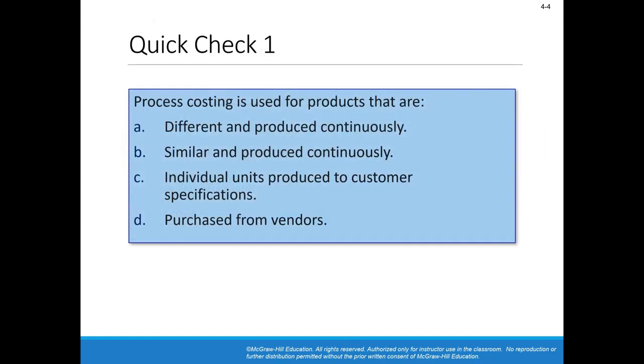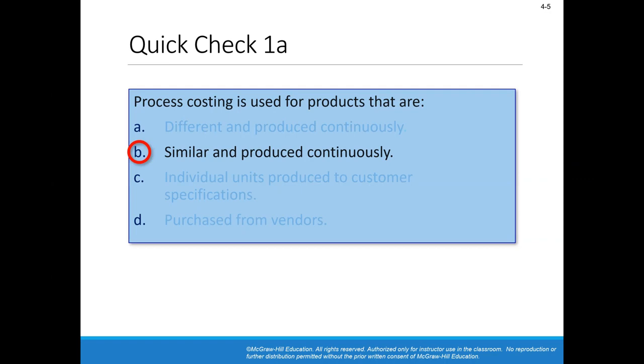All right, so first question. Process costing is different for products that are A, different and produced continuously, B, similar and produced continuously, C, individual units produced to customer specifications, or D, purchased from vendors. So which one sounds like process costing from my description that I just gave you? A, B, C, or D? B, similar and produced continuously. Correct. So it's going to be that product that's the same, and we're going to be producing it on a continuous basis. So B is correct.